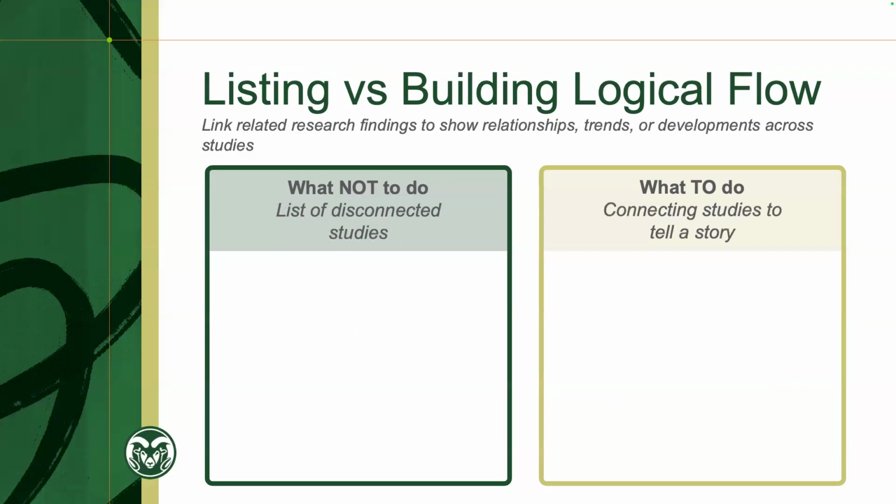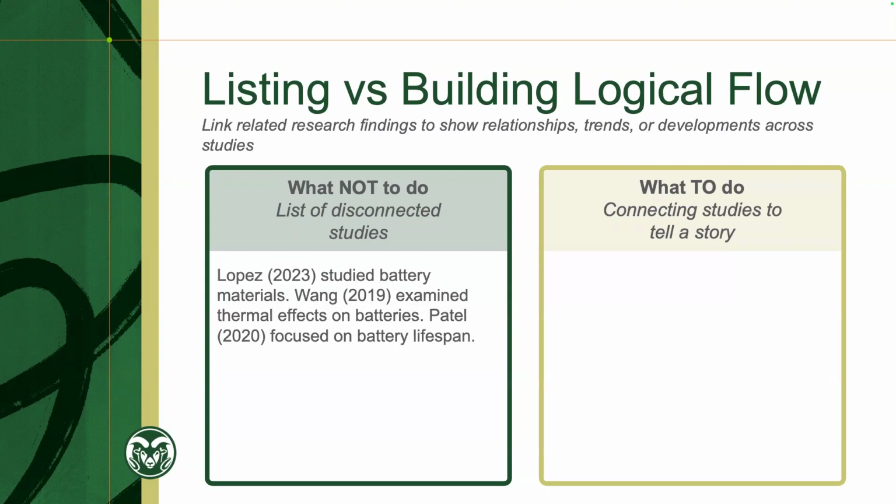The next example was listing versus building a logical flow. The idea here is that you should be linking related research findings to show relationships, trends, or developments across studies. What not to do is just list disconnected studies and not make the connection on why you're putting them all together in one paragraph. An example would be: Lopez 2023 studied battery materials, Wong 2019 examined thermal effects on batteries, and Patel 2020 focused on battery lifespan. Good job not using direct quotes, but it doesn't connect them to tell that overall story.